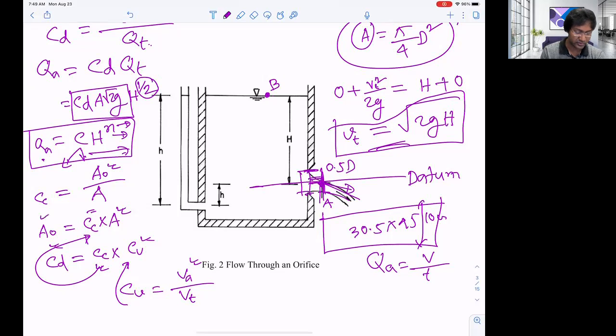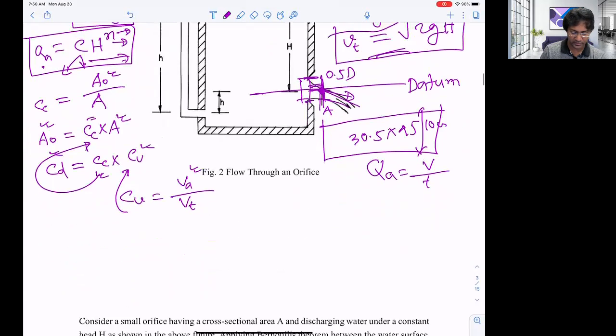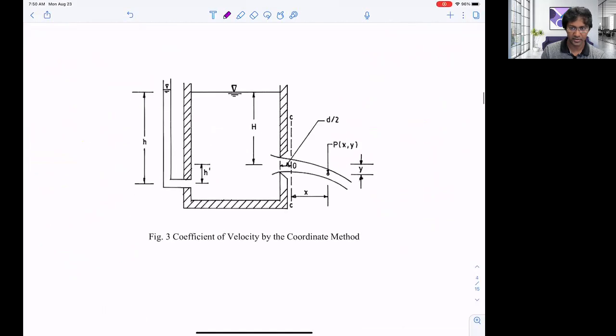Then we can calculate the area of the vena contracta. So this is how we'll go, right? We'll move forward. So let's calculate the area of the vena contracta after calculating the actual velocity. So how can we calculate actual velocity? That is the image you can see.